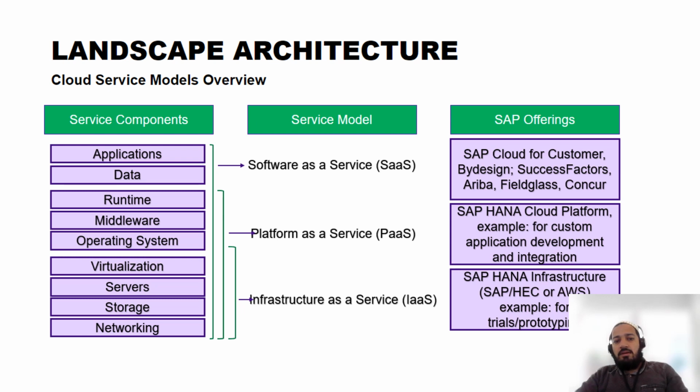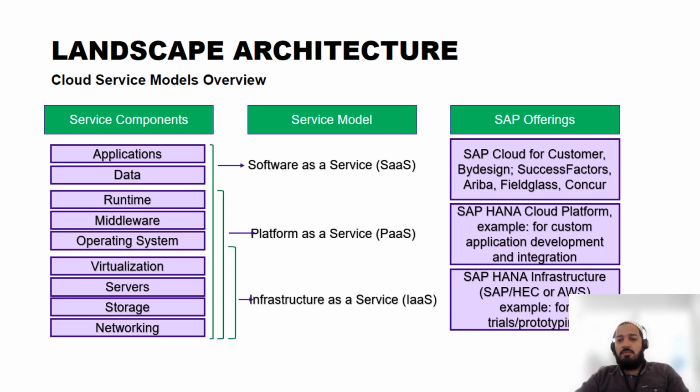On the other hand, platform as a service consists of a runtime environment down to networking. That means the middleware, operating system, virtualization, server, storage, and networking are all taken care of, and the platform is provided so that you can get into quick coding and then use it.